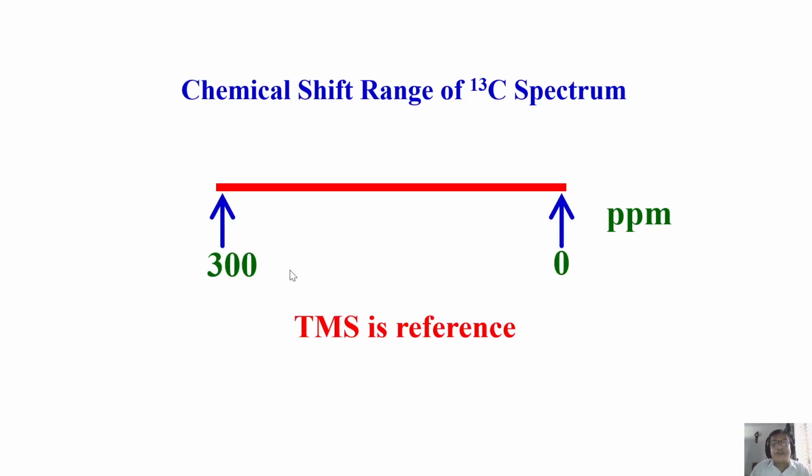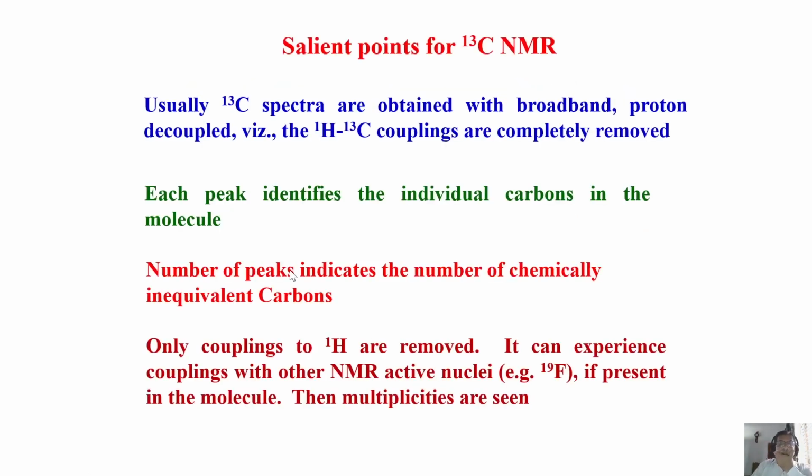Spectral becomes quite large, you know. So this is the important point you have to remember when you are looking at proton and carbon. Another point is, most of the time carbon 13 spectra are obtained with broadband proton decoupling.